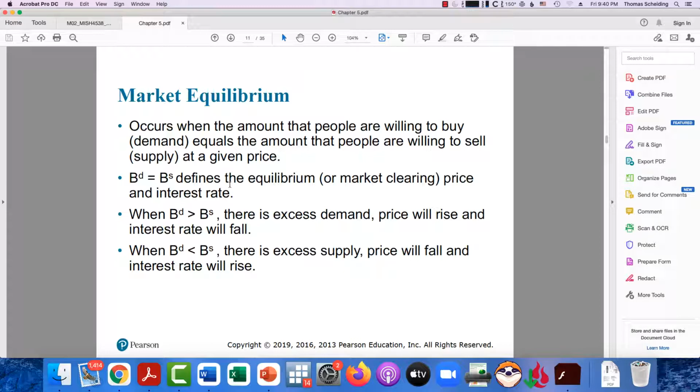You should all be comfortable with what happens at equilibrium, that when the bond market's in equilibrium, then we know what the interest rate is. When there are periods of excess demand or excess supply, then the price of those bonds will either rise or fall, and the interest rate would then move in the opposite direction.